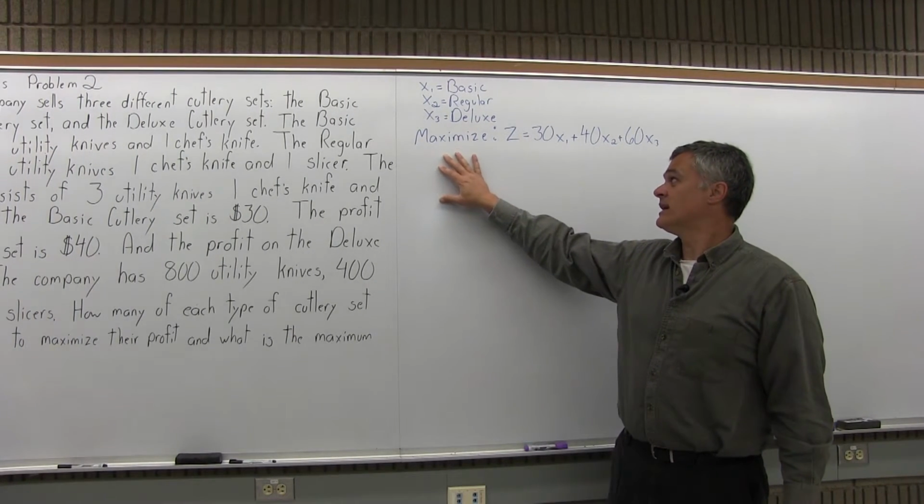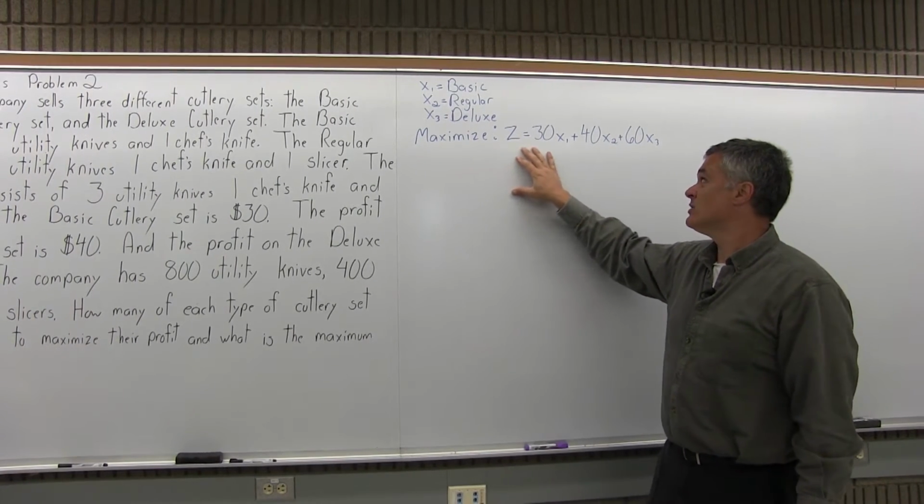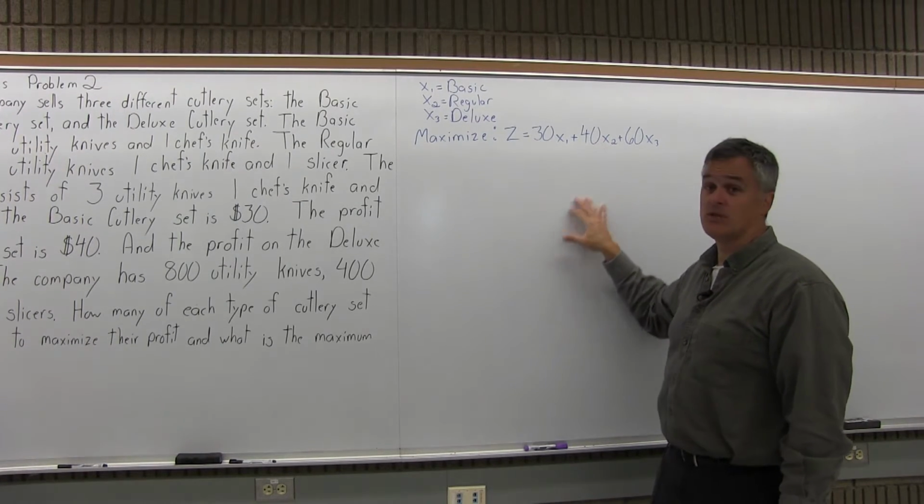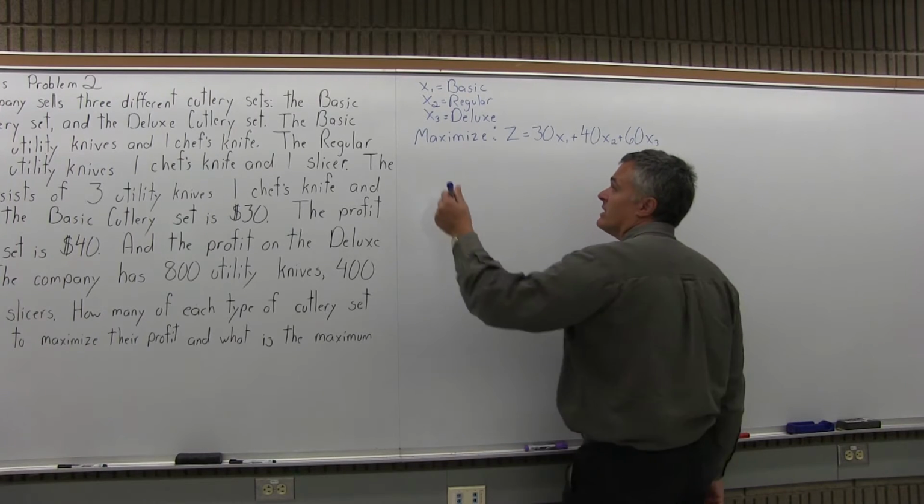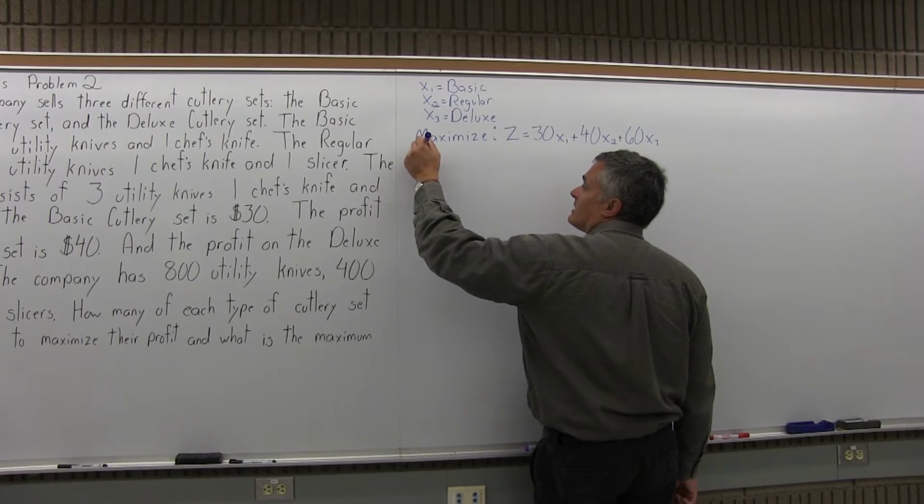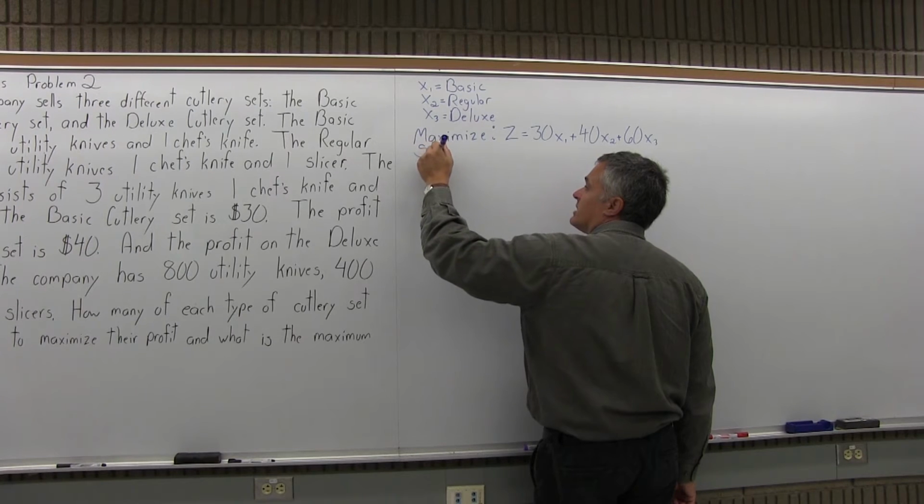So in terms of step 2, write out the objective function, the result of that step is maximize z equals 30x1 plus 40x2 plus 60x3. That's what we want to maximize. And step 3 is write out the constraints. So we'll have subject to.